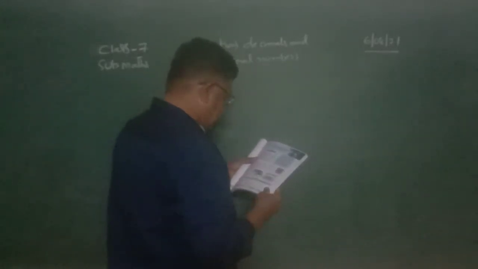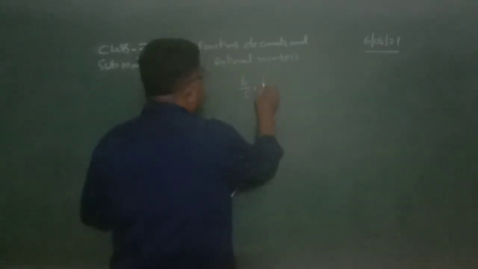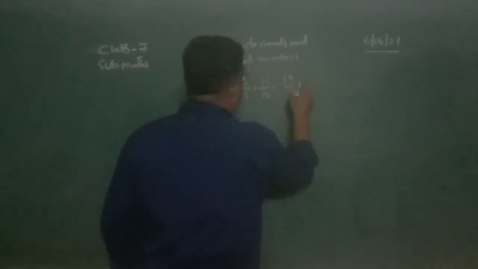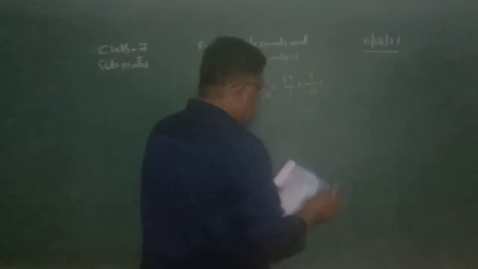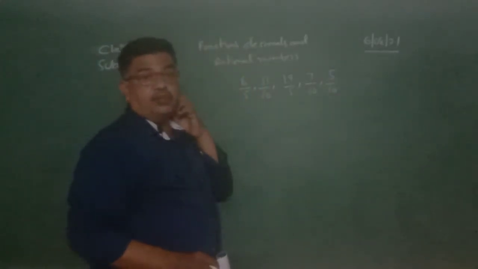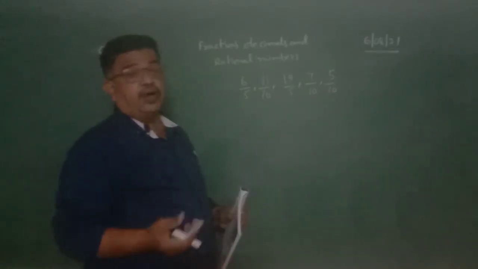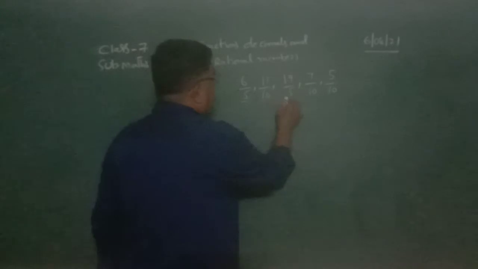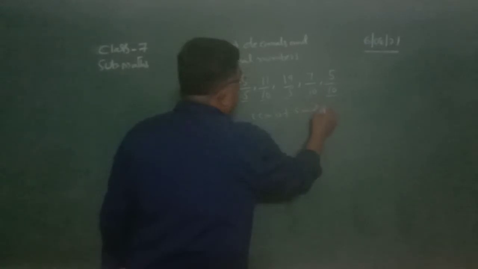Next, 6 by 5, 11 by 10, 19 by 5, 7 by 10, 5 by 10. Now, you want to arrange the fractions in ascending order. Here you observe whether the denominators are same or not. The denominators are not the same. Then what to do? We want to convert the fractions into like denominators. For all these you can find LCM. LCM of 5 and 10 is 10.